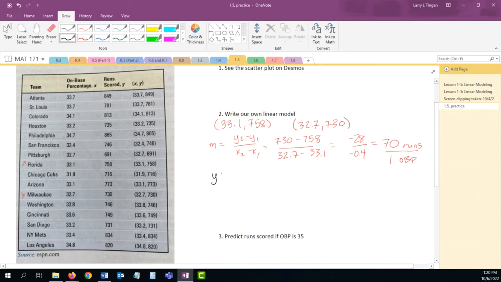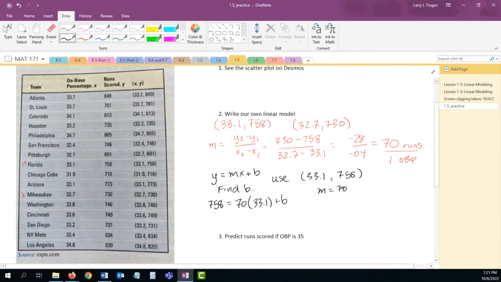That is y equals mx plus b. To write the equation, I need the slope and I need the y-intercept. I was not given the y-intercept, so I'm going to have to go find that. I'm going to find b, and I'm going to use just the first point that I run into, 33.1, 758, and a slope of 70. So y is 758, slope is 70, x is 33.1, plus b.